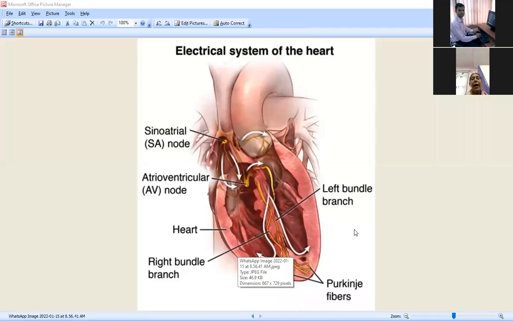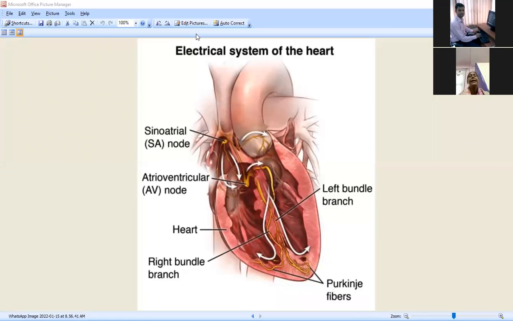Then the heart follows a rhythm. First of all, the chambers of the heart relax. When all chambers of the heart relax, about 70% of our heart gets filled with blood.